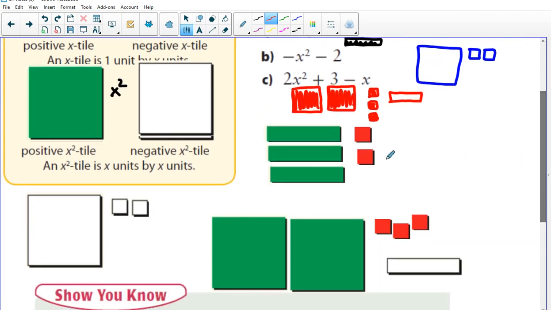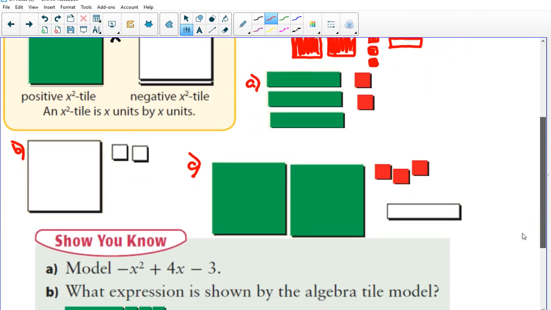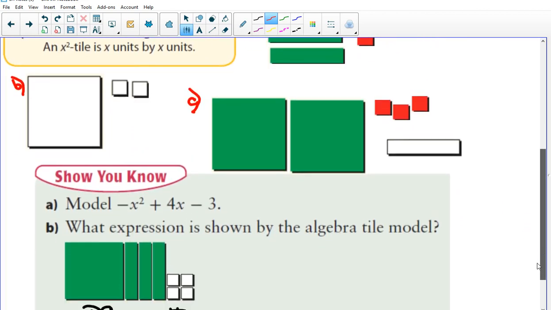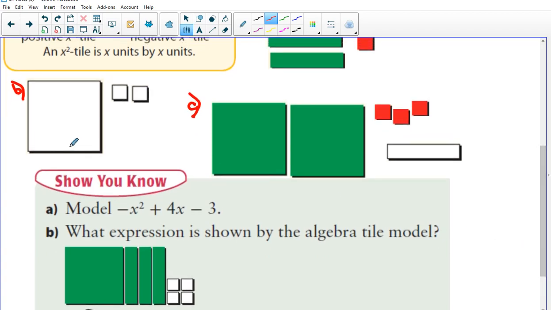Okay, you can see here that the 3 examples that we did here, I've got the tiles laid out for A, for B, and for C. Okay, and last, you can draw one here. One thing that we are going to do with it is, can you name the expression that represents this picture?